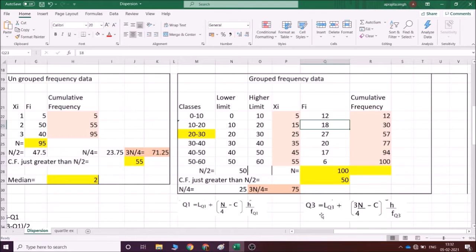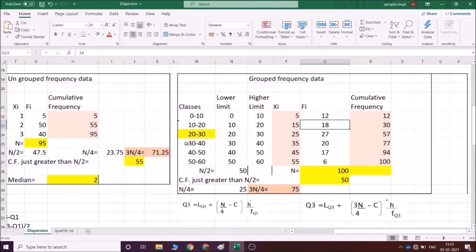Now in case of third quartile, the lower limit of the third quartile class you want to find out. So what is the third quartile class? 3n by 4 you find out, 75, right? Now just find out the cumulative frequency just more than 75, it is 77.